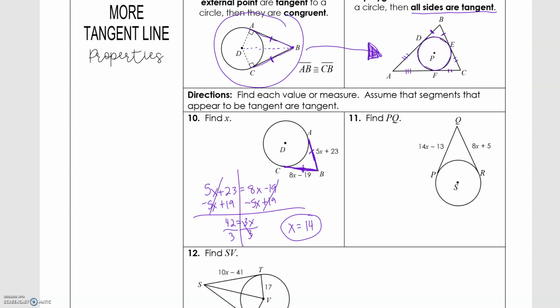For number 11, the same thing. PQ is tangent, RQ we're going to assume is tangent, so these two segments are congruent. Just set it up and solve.